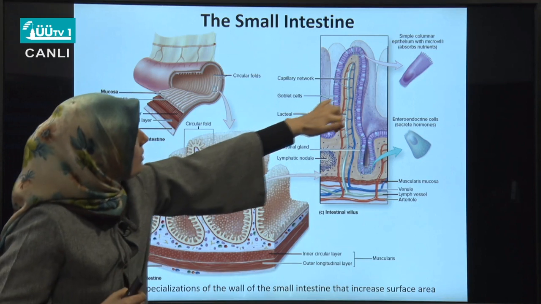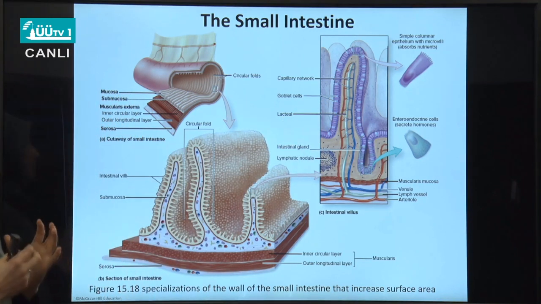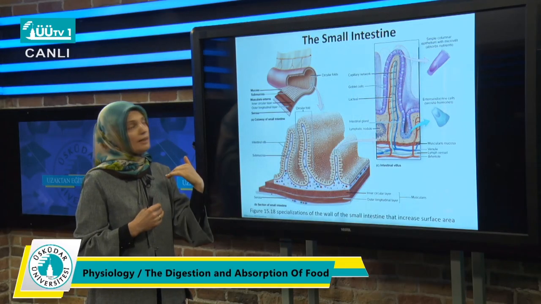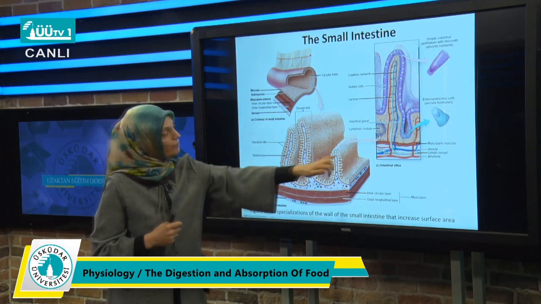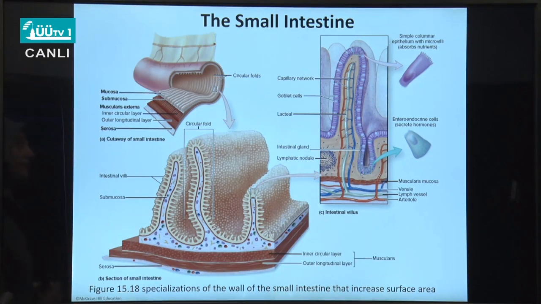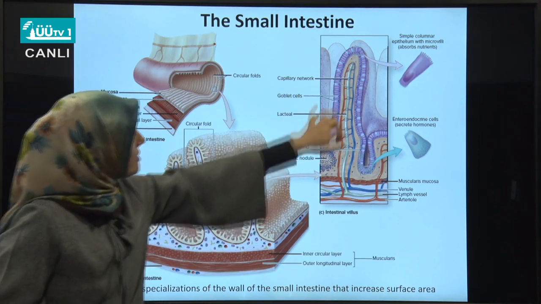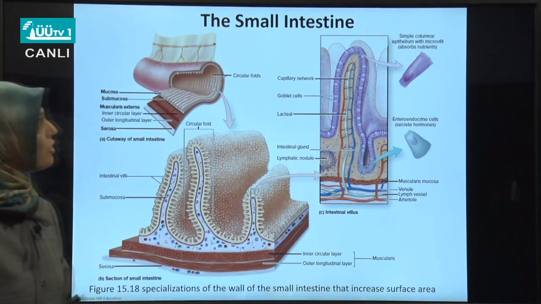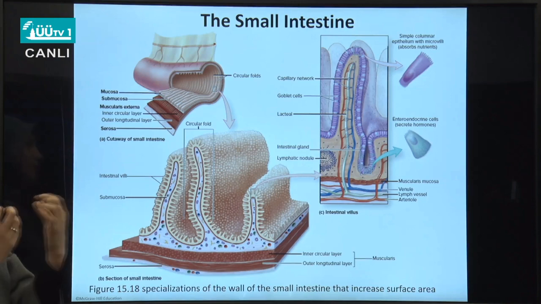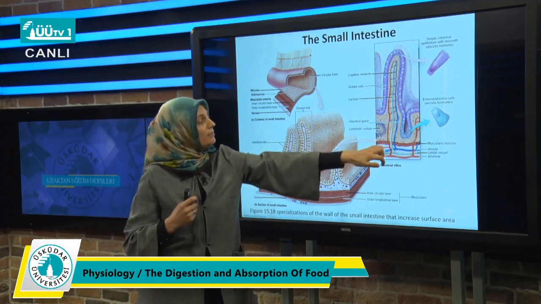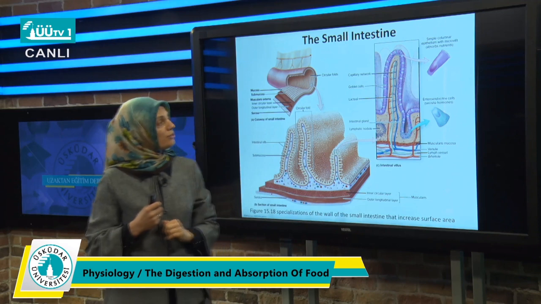And also, there are goblet cells. The goblet cells secrete the mucus, lubricating the surface of the small intestine and aiding the digestion. And of course, as we talked, there are enteroendocrine cells which secrete the hormones to regulate the secretions. And inside of the villus, you see, there is a capillary network. This capillary network is required for the drainage of the absorbed small molecules, and then they carry them to the main circulatory system.